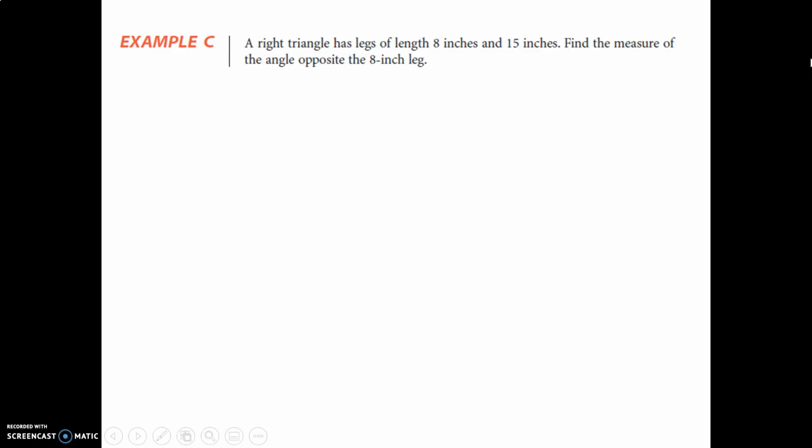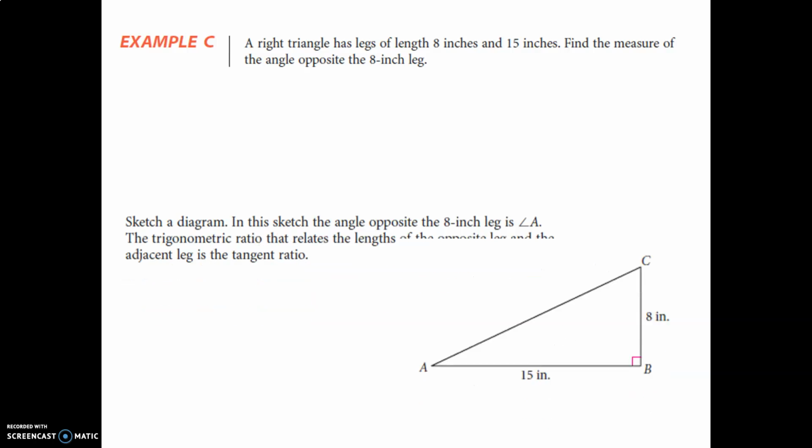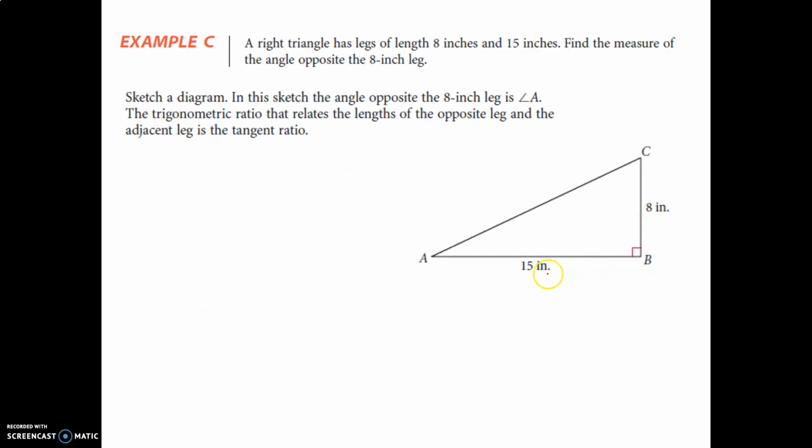Okay, I have like 3 minutes left. A right triangle has legs of length 8 and 15. Find the measure of the angle opposite from the 8-inch leg. So I want to find that angle.